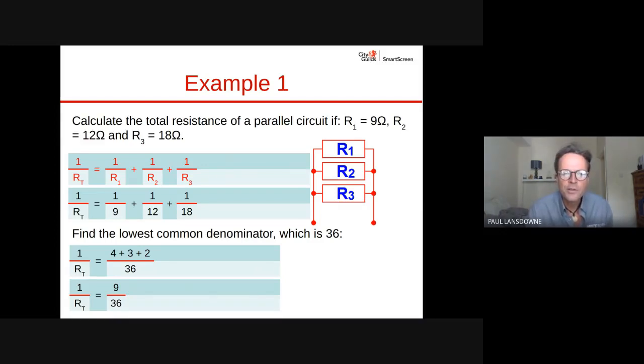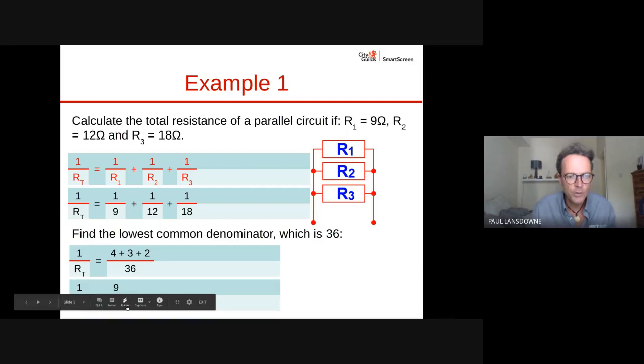So 9 goes into 36 4 times. So then we have 4 over 36. 12 goes into 36 3 times. So we have 3 over 36. And 18 goes into 36 twice. So if we add that up, we end up with an answer of 9 over 36. But the thing to remember here is that is 1 over RT.